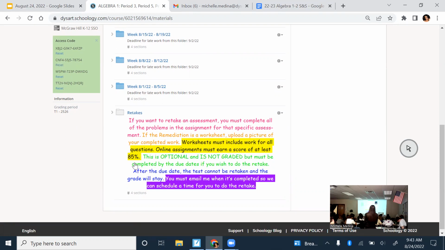So if it's a worksheet, you'll upload a picture of it. If it's a puzzle piece, you're going to score at least an 85% before I let you retake. It's not optional. Oh wait, no, this is optional. You don't have to do the remediation if you don't want to retake the quiz. But if you want to retake the quiz, then you've got to do it. There may be due dates on it, usually by the Unit 1 test.